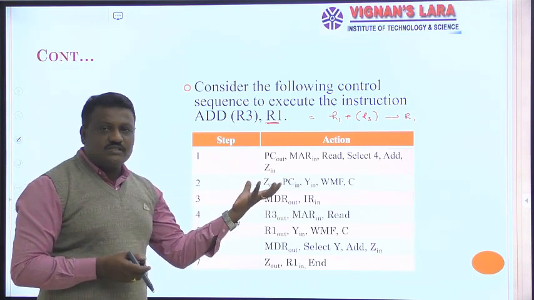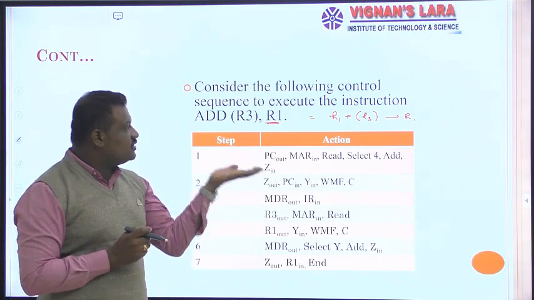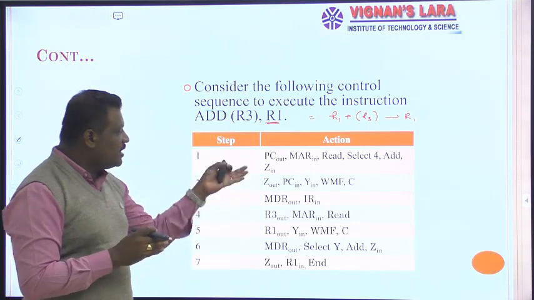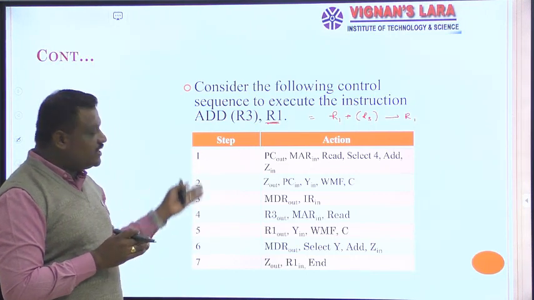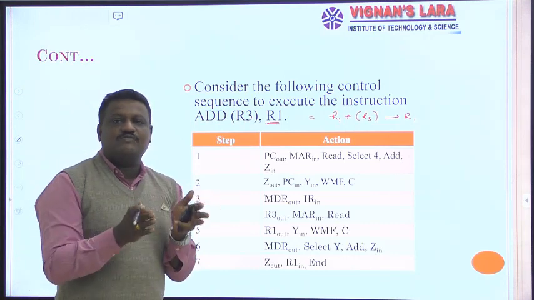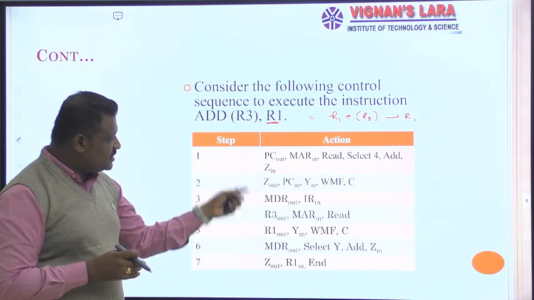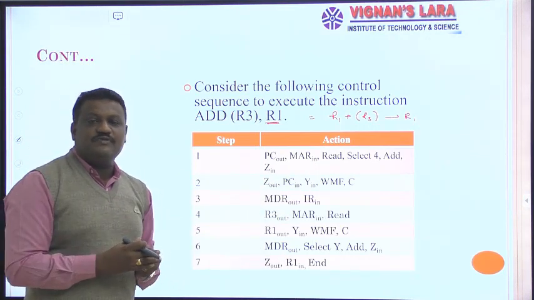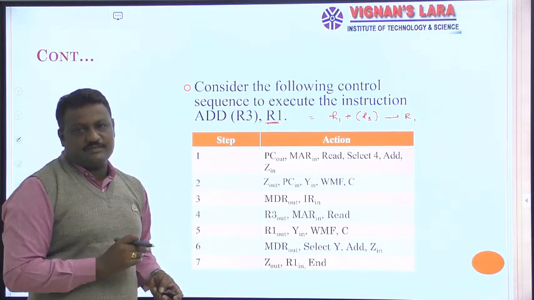I already discussed these things in past lectures. I just took an example of the execution of this instruction to show how the control signals are generated. For that purpose only, I took the same example again. So these are the 7 different steps in the execution of the instruction Add (R3), R1. These are the different control signals needed to activate different registers as well as the ALU, and to send signals to the memory, all these things.